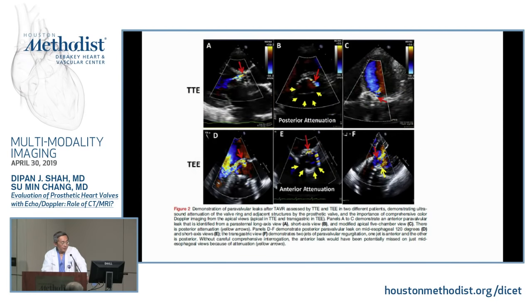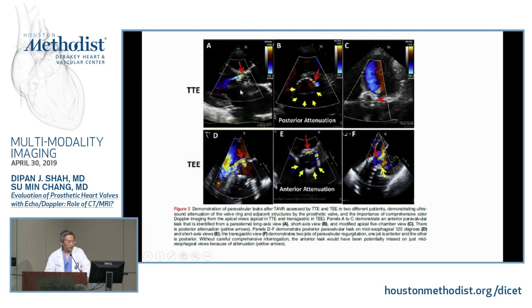This is an example taken from the latest guideline for assessment of percutaneous valves by the American Society of Echocardiography, again chaired by Dr. Zogby. As you can see here, oftentimes the prosthesis causes artifact attenuation in the posterior aspect, and since these jets are very eccentric, here are two cases.